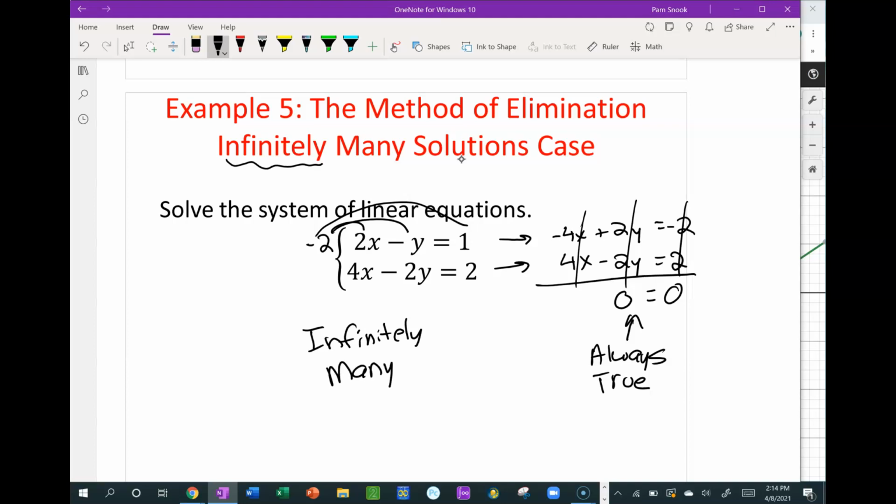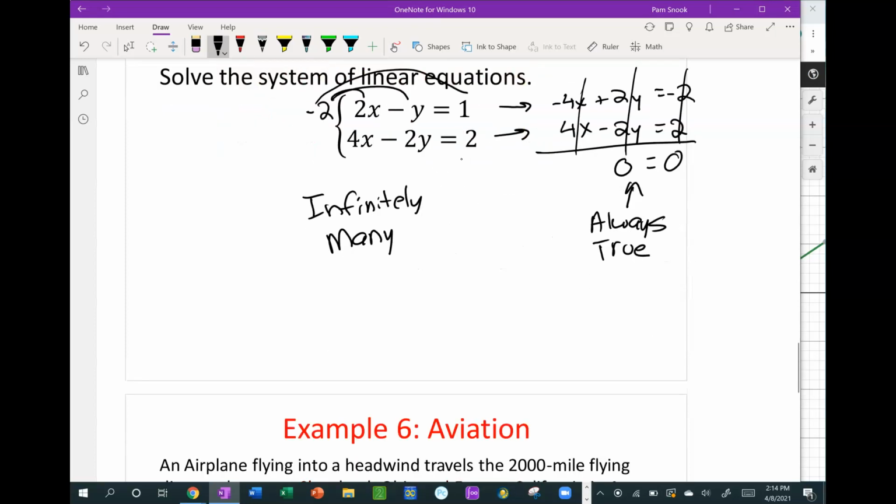So if you get an always true statement, 0 equals 0, 5 equals 5, as long as both sides are the same, that's always going to be true. You have an infinitely many case.